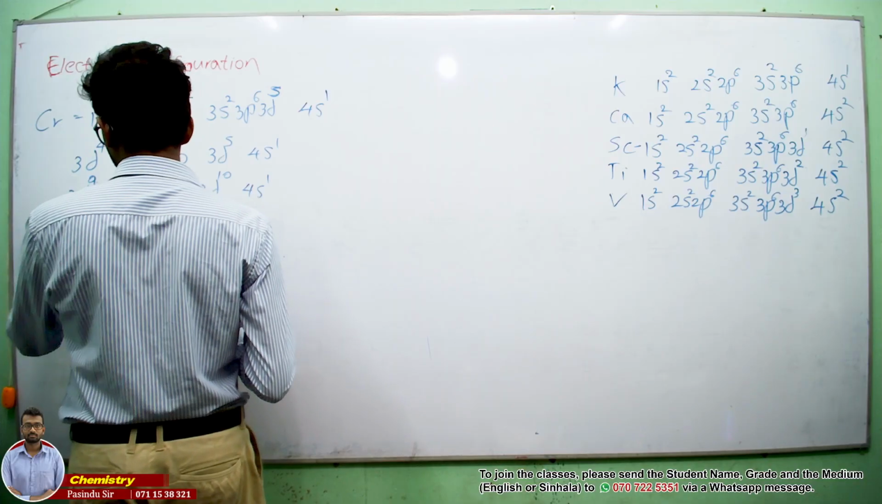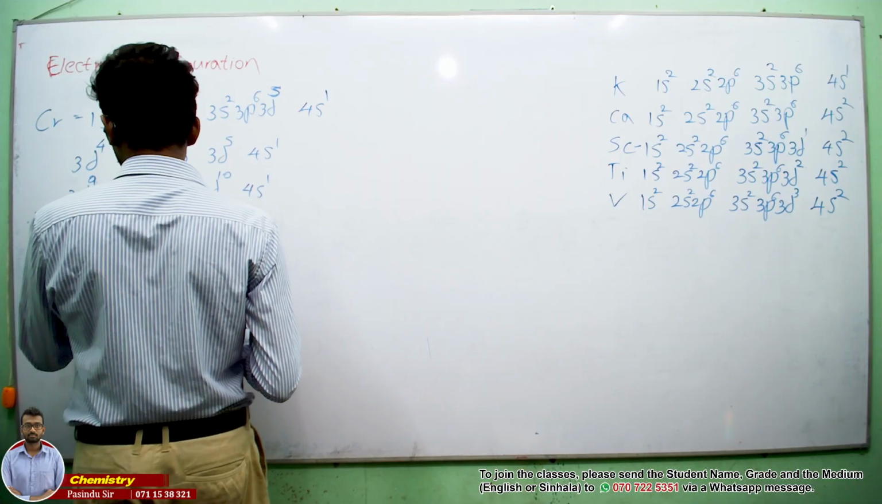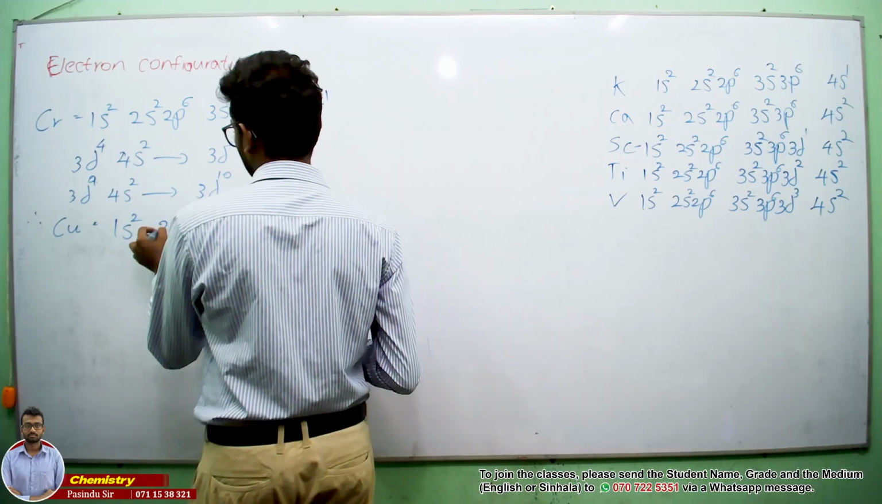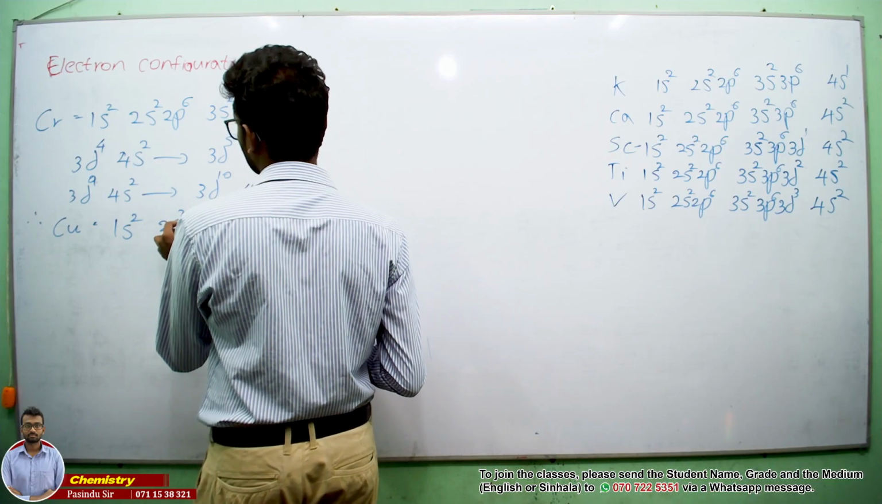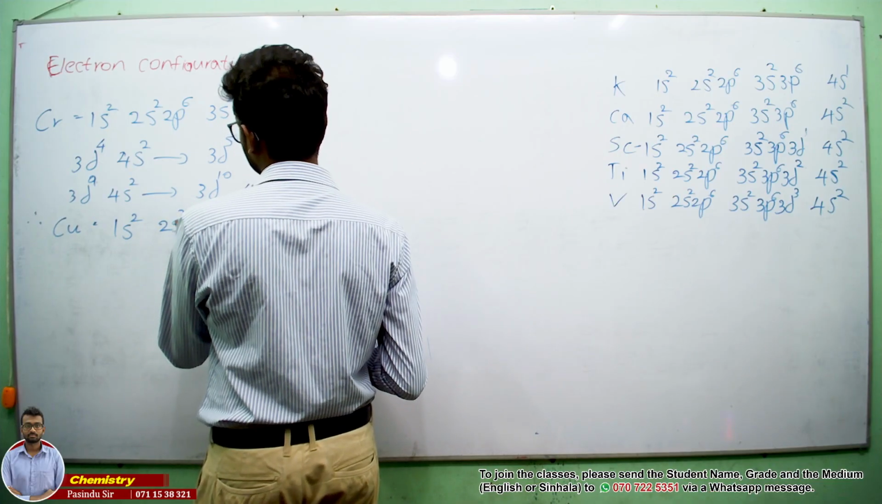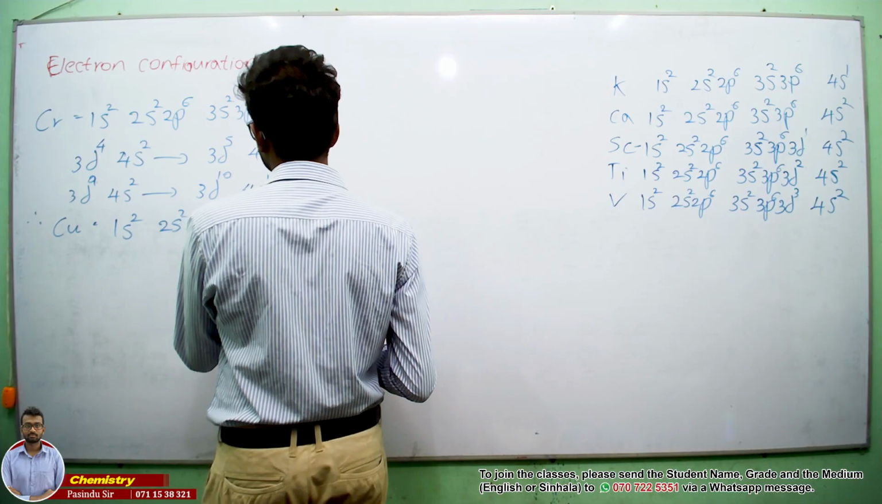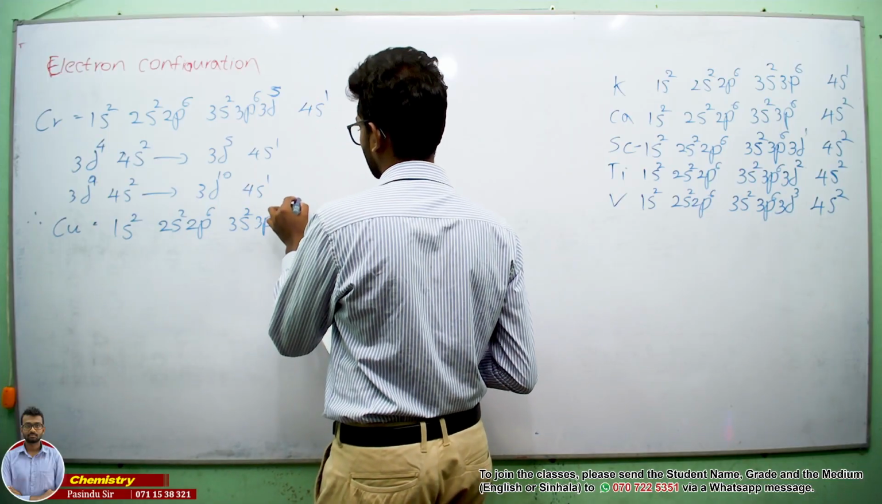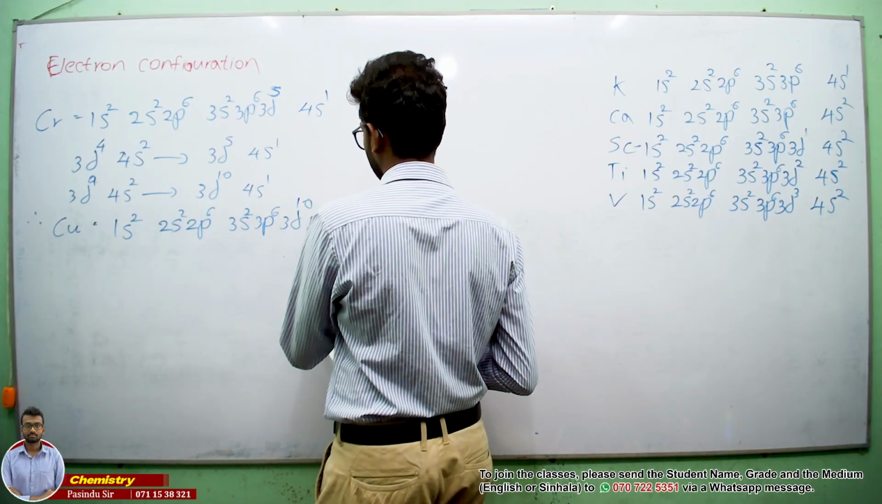Therefore, Cu: 1s2 2s2 2p6 3s2 3p6 3d10 4s1.